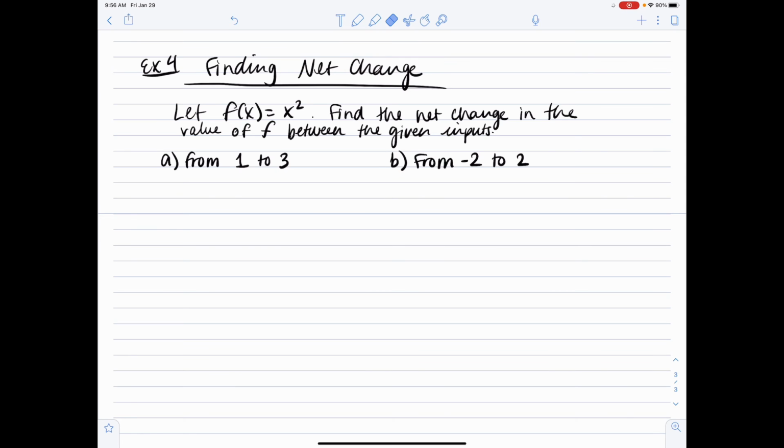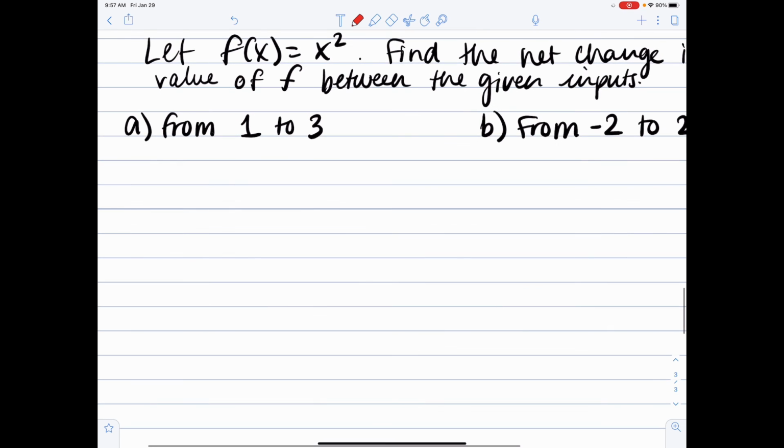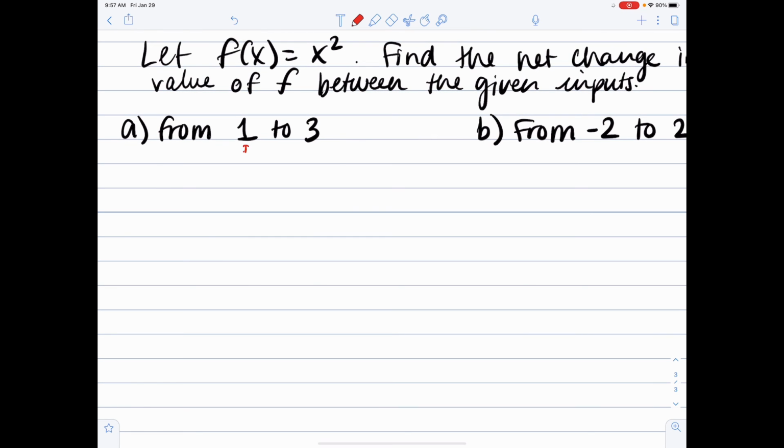Last example for today is finding net change. So let f of x equal x squared. Find the net change in the value of f between the given inputs. So for A, we have to find the net change from 1 to 3. So that's when x is 1 and when x is 3. This is the initial, the starting point, and this is the final. So we have to do final minus initial.